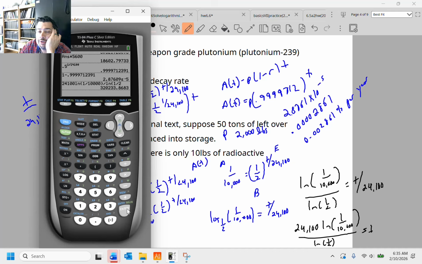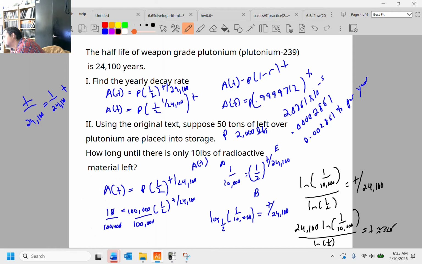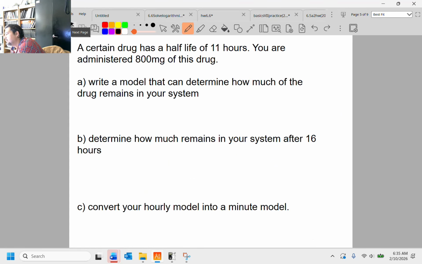There you go. 320,234 years. 320,234. Good stuff, isn't it? And you're learning logarithms.